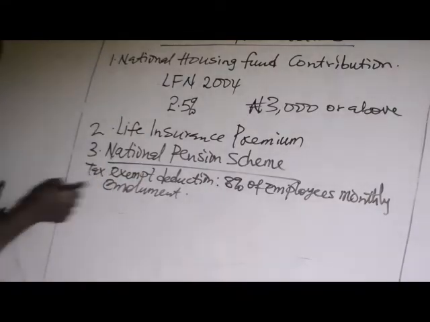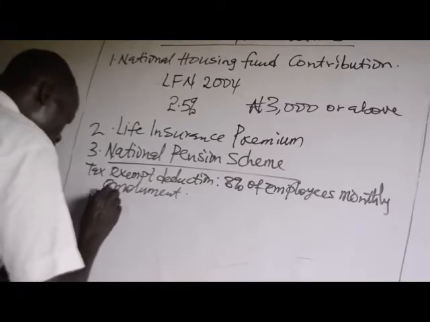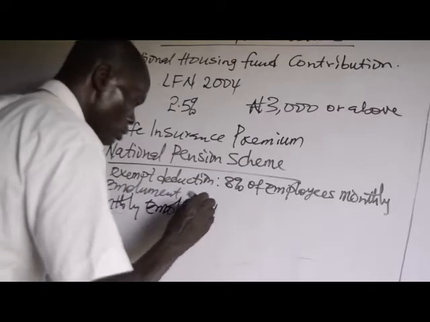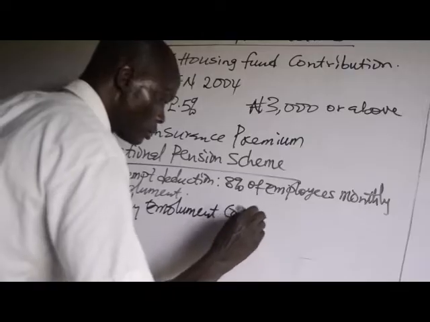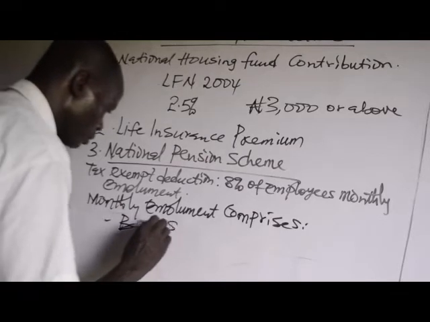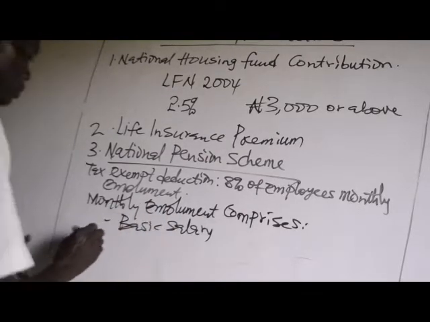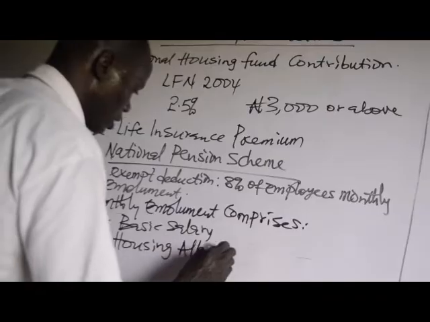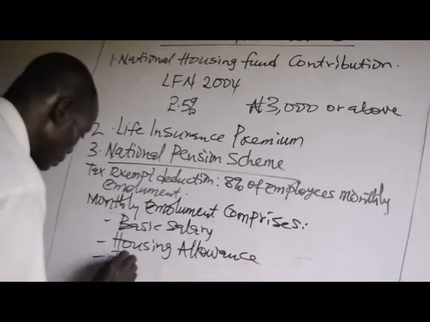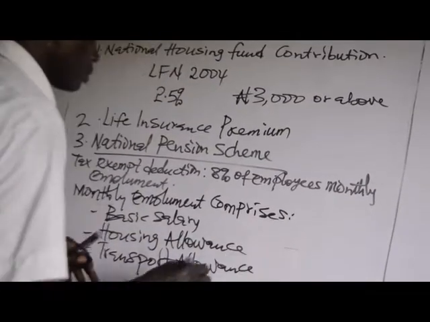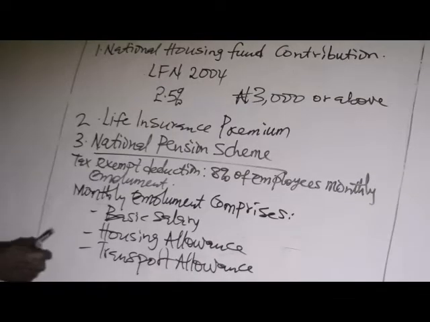Monthly emolument comprises, number one, the basic salary; number two, housing allowance; number three, transport allowance. All these together are regarded as monthly emolument.